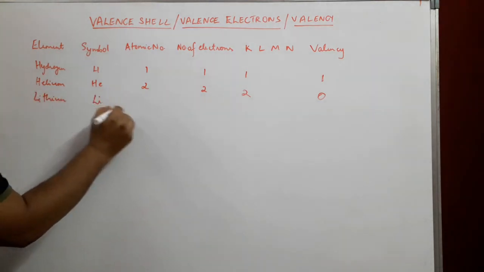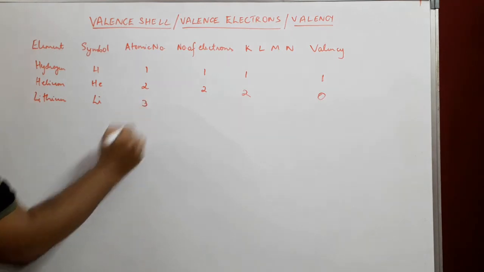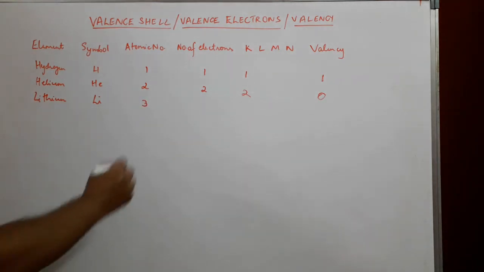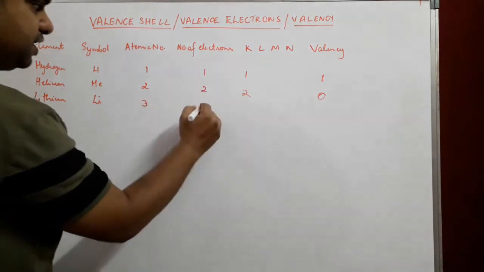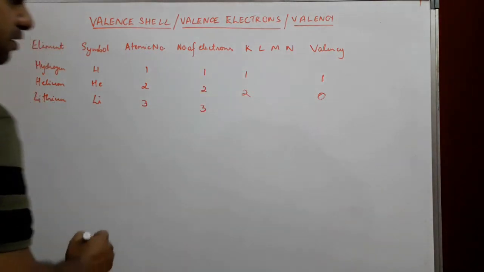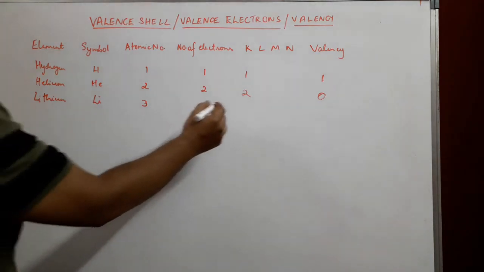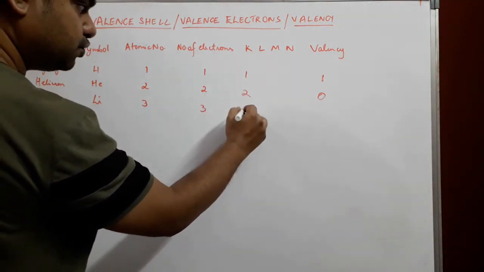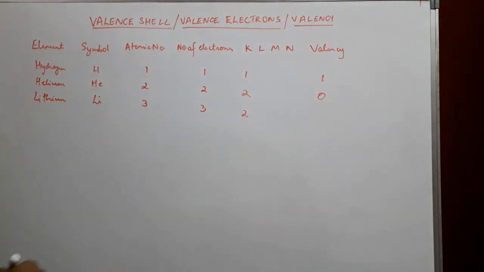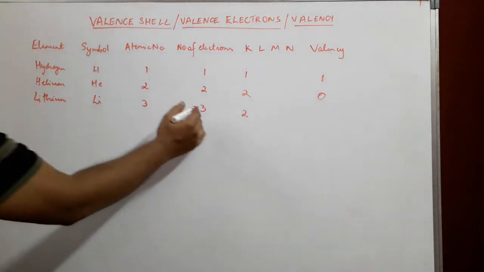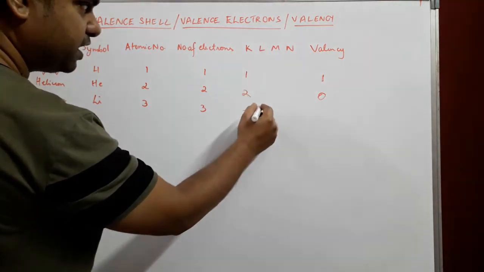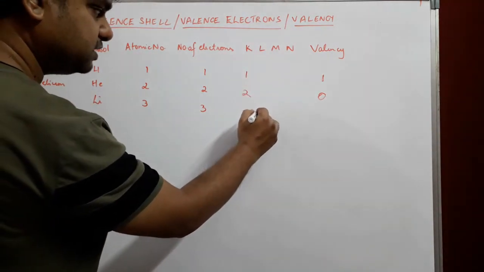Symbol is Li and the atomic number is 3. Now in this case we have 3 electrons. So how will be the filling? The first shell can occupy, first shell only 2 are possible, 2 electrons can fill up the first shell. The remaining 1 electron, since it has to be 2 plus 1, goes in the next shell, which is the L shell.